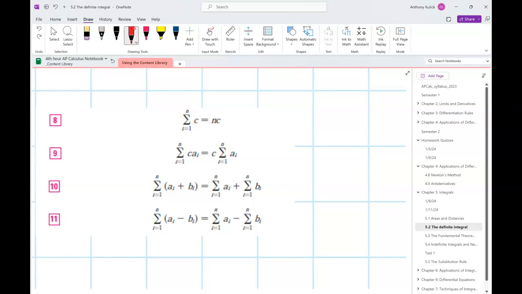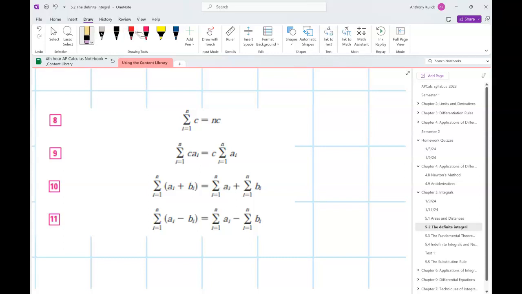If I have a constant times a function inside a sum, I can pull that constant out to the front, right? If I have like 7 times 3 plus 7 times 4 plus 7 times 5 plus 7 times 6, I can pull the 7 out and just do 7 times 3 plus 4 plus 5 plus 6. That's all the second one is saying.